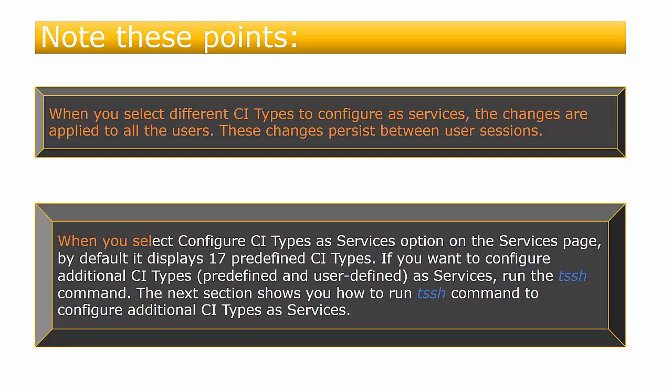When you select Configure CI Types as Services option on the services page, by default, it displays 17 predefined CI types. If you want to configure additional CI types as services, run the TSSH command. The next section shows you how to run TSSH command to configure additional CI types as services.